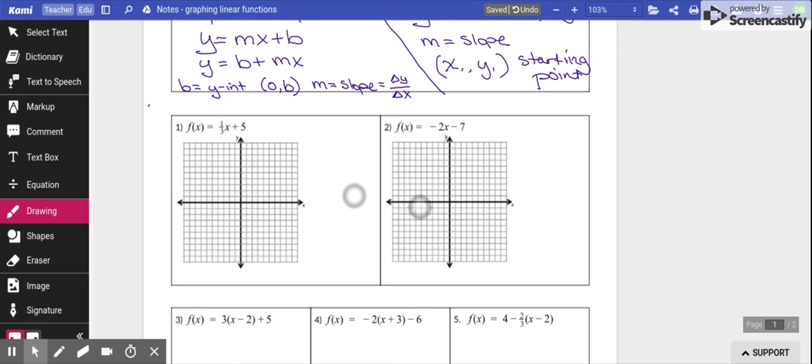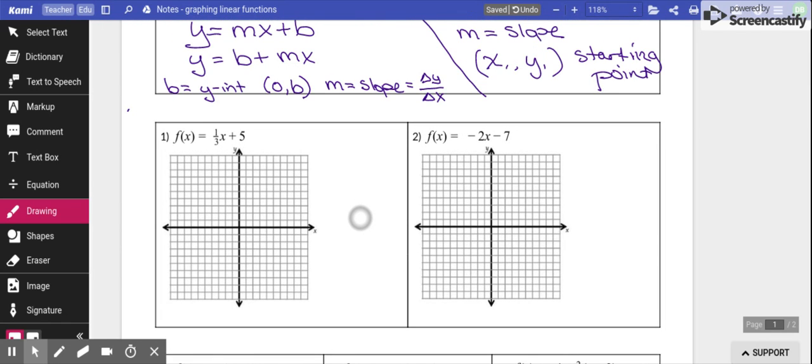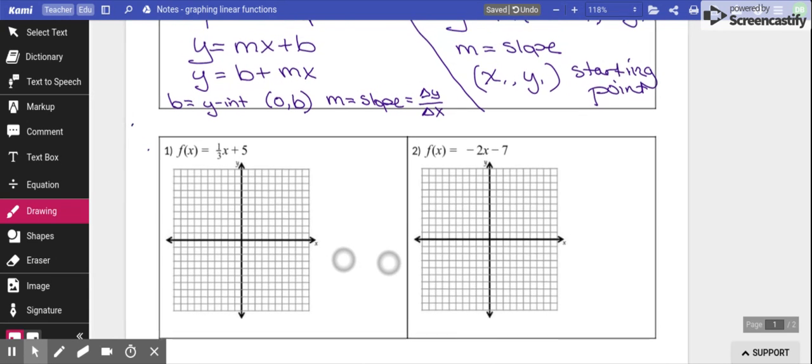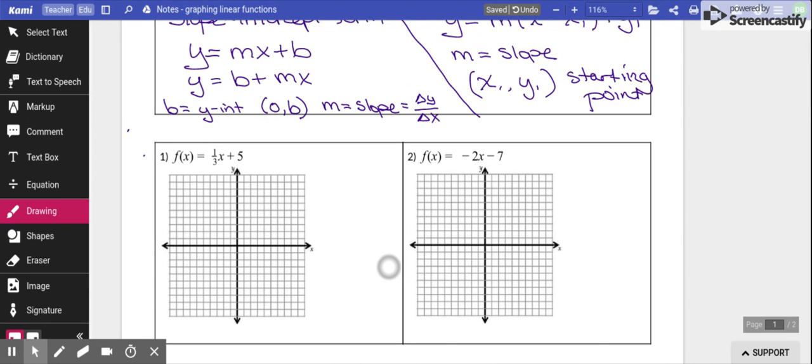The first example, problem number 1, we have f of x equals 1/3 x plus 5. We can see that this is in slope-intercept form because it looks just like y equals mx plus b. So looking at this form, I know that I am going to start at my y-intercept of (0, 5), because that's my b value. And from my y-intercept, I am going to move a slope of 1/3. That's my change in y over my change in x.